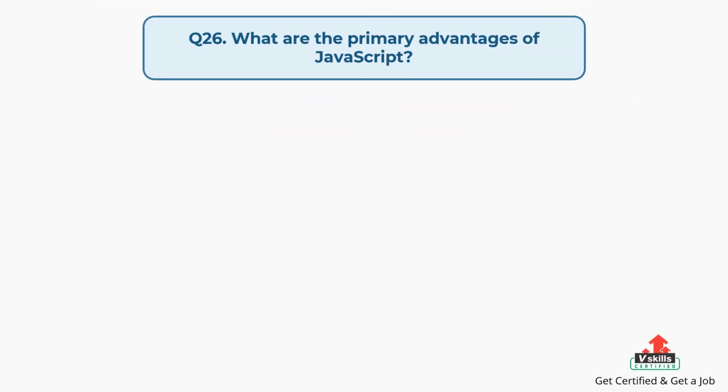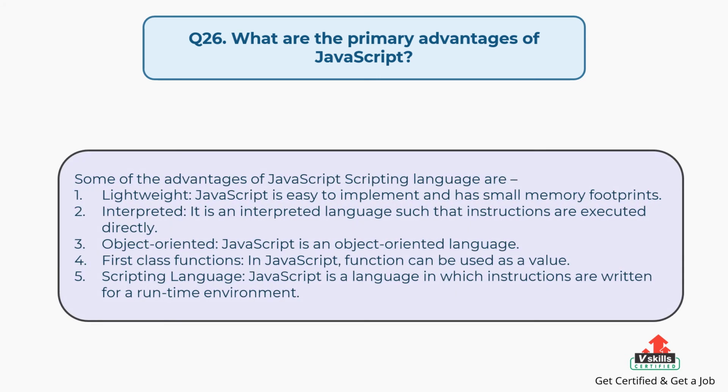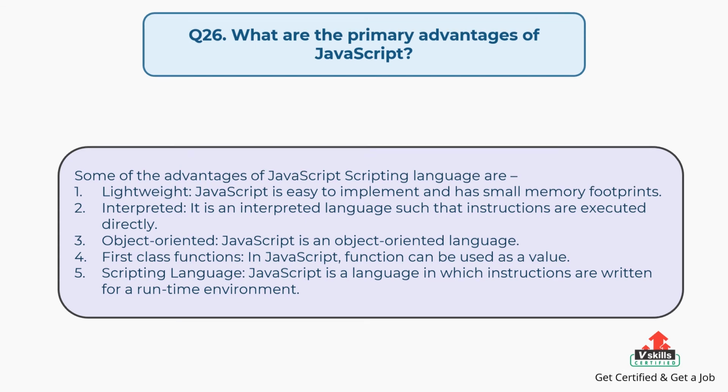Question number 26, what are the primary advantages of JavaScript? The answer is: some of the advantages of JavaScript scripting language are: first, lightweight. JavaScript is easy to implement and has small memory footprints. Second, interpreted. It is an interpreted language such that instructions are executed directly. Third, object-oriented. JavaScript is an object-oriented language. Fourth, first-class functions. In JavaScript, the function can be used as a value. Fifth, scripting language. JavaScript is a language in which instructions are written for a runtime environment.